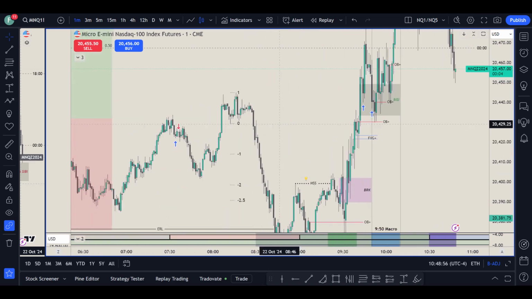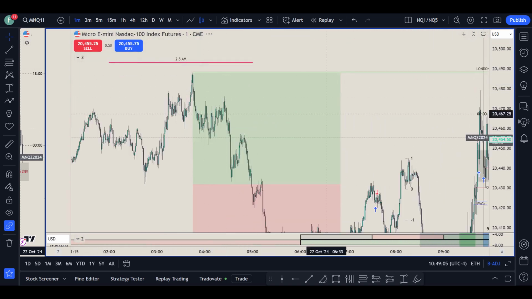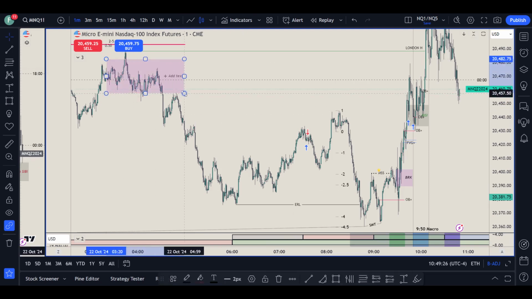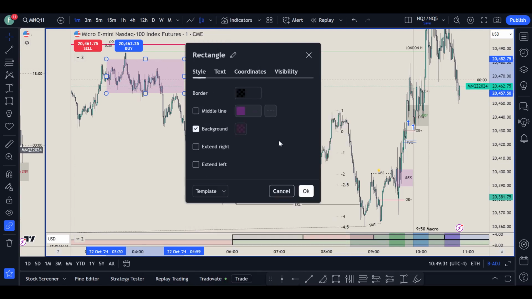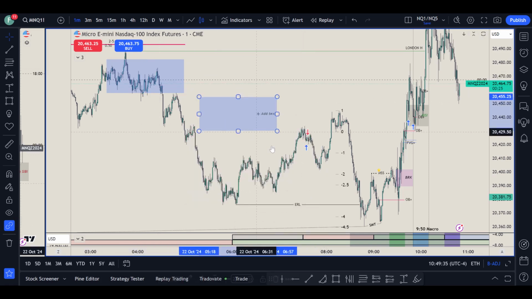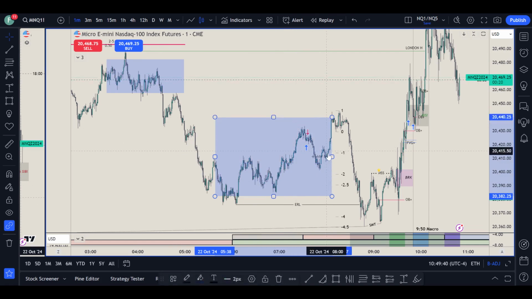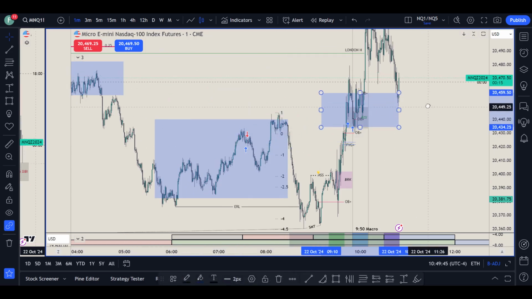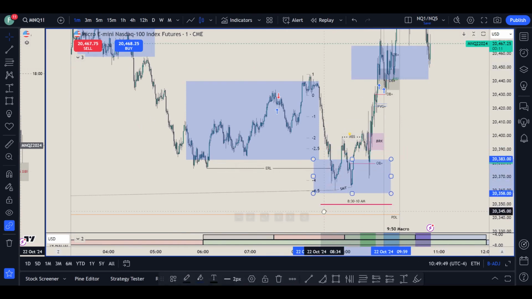So now my targets right here are London highs up here. With that being said, let's see what model we have in play here. So we have this market maker buy model. Let's just mark this out so it's easier so you can see. Boom. We have our accumulation range here, and then massive accumulation here. We have accumulation here, and we have an SMR at the bottom here.